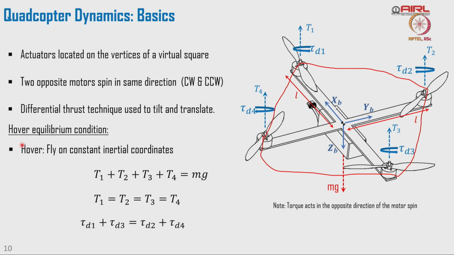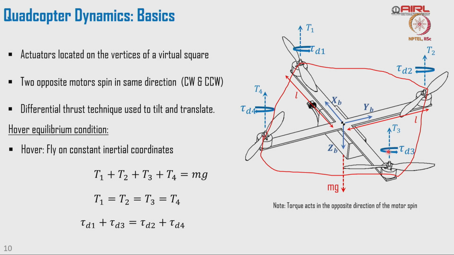Now, let us look at what is the condition to be in hover, for the aircraft to stay still at a particular height h. What is the condition? T1 plus T2 plus T3 plus T4, the thrust produced by all four motors, should be equal to mg. The gravitational force should be balanced by the thrust. And not just that, we also have to have T1 equal to T2 equal to T3 equal to T4. Now, I do not want any rotation in that particular plane.